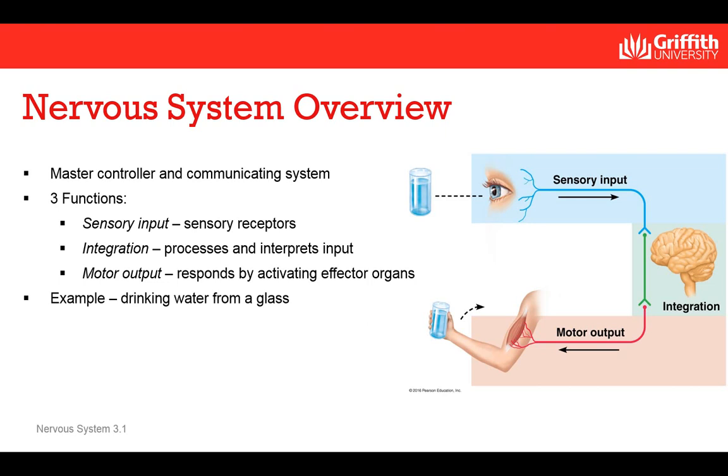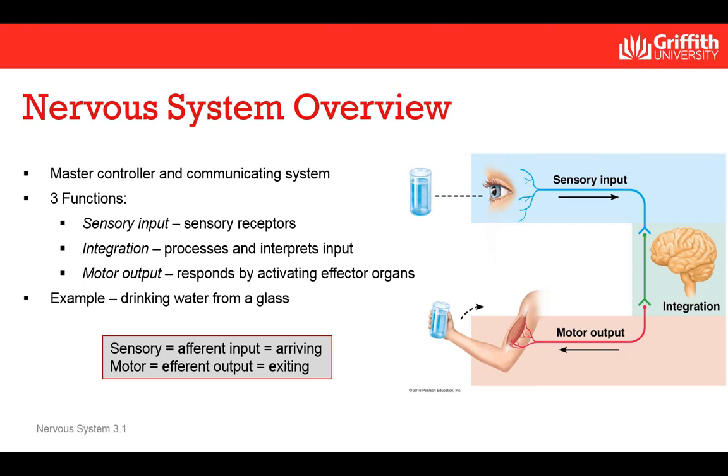Sensory input is also known as afferent input. That is, information that is arriving at the brain for interpretation. Conversely, motor output, otherwise known as efferent output, is information that is exiting the brain in order to elicit a response in the muscle. It might help to remember that afferent input is arriving at the brain, and that efferent output is exiting the brain. A and E.